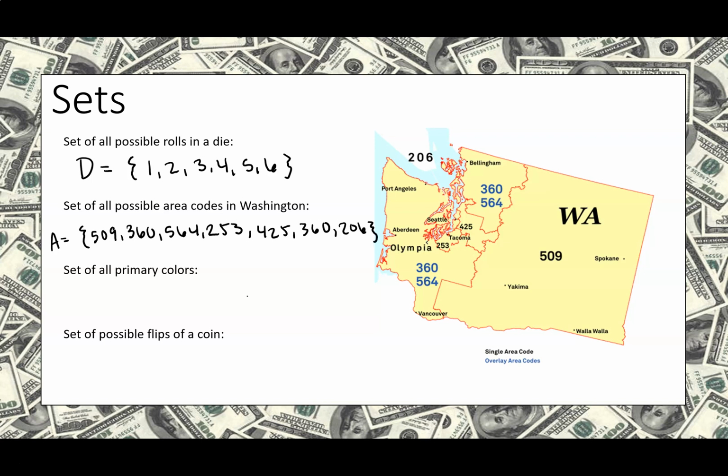Set of all primary colors. I think I want to do C for colors. And do you know those? Red. What else? Yellow and blue. Did you get it right? All right, what about the possible flips of a coin? I think I'm going to do F for flips. And what's in there? Oh, you've got heads and you've got tails. Okay, so those are sets.